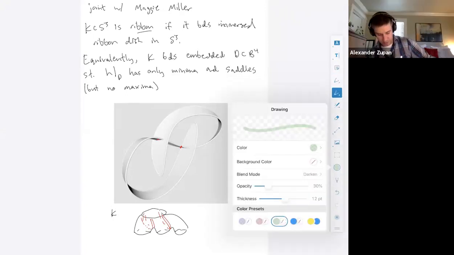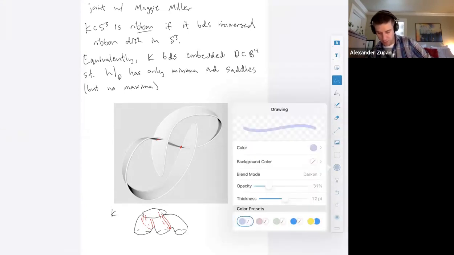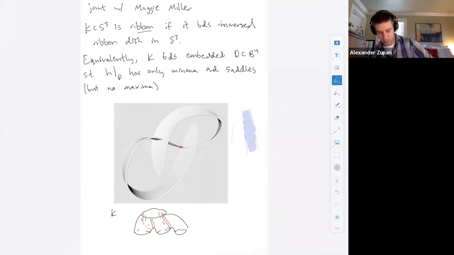So here's my surface. Let's make it purple. There's the little ribbon thing that goes through another sheet of the surface. So here's the other sheet of the surface. And the band is a rectangle that is contained close to the ribbon intersection. And then resolving the band gives me the following picture.